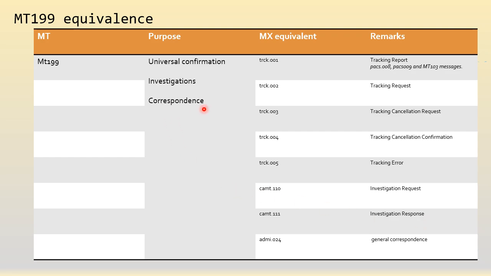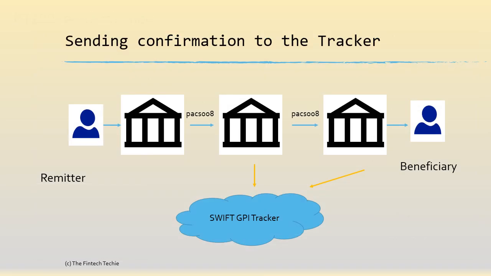Finally, correspondence, which is just generic correspondence between two institutes for various purposes, is now replaced with admi.024. So one MT message is broken up into multiple MX equivalents. Now the institutes have to send a TRCK001 in lieu of the MT199. Of course, the other ones, which are the API JSON format, the bulk upload, or the manual entry to the tracker, will still exist.